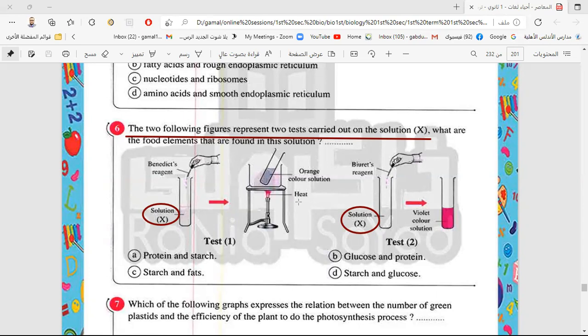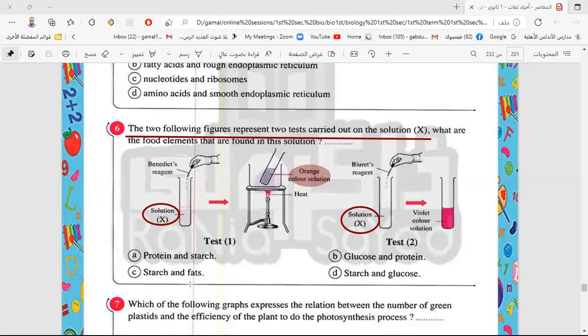So we are searching for what? In the first case only, there is a change into orange. This is a positive result. In this case, the color changes into orange. So in this case only, there is a monosaccharide. Monosaccharide means glucose, fructose, galactose, one of these monosaccharides.